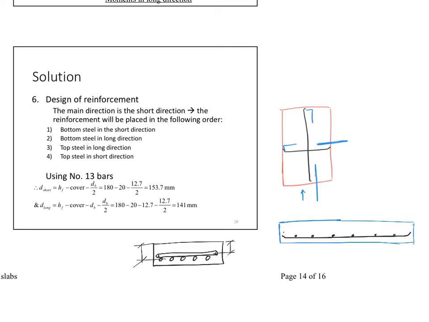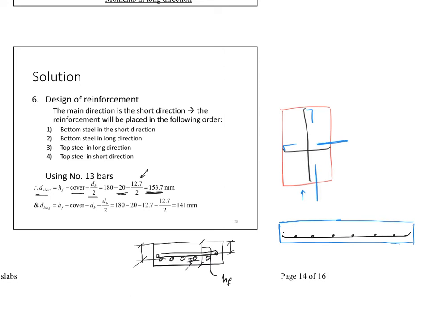Then in this case, I have D short, which is equal to hf, the whole slab thickness, minus the cover, minus half of the bar. Normally for slabs we have a 20 millimeter cover, that's by the code. Minus half of the bar, which is number 13, diameter 12.7. So this gives 153.